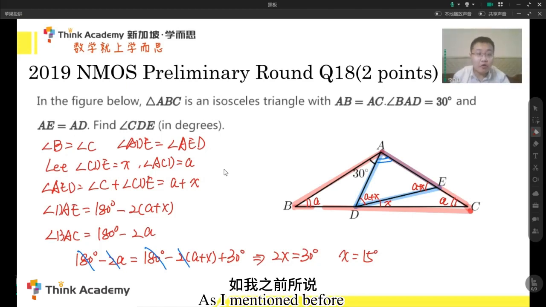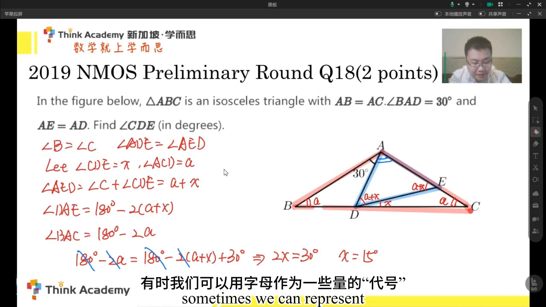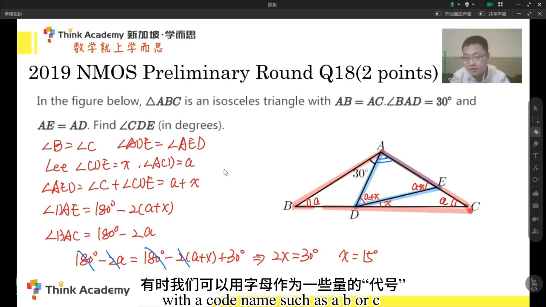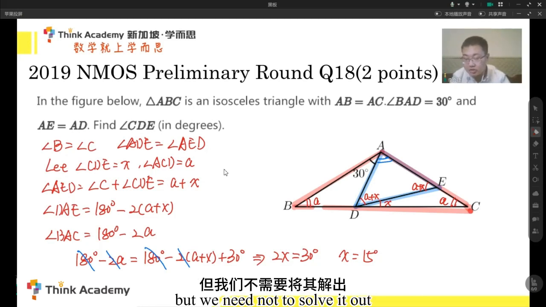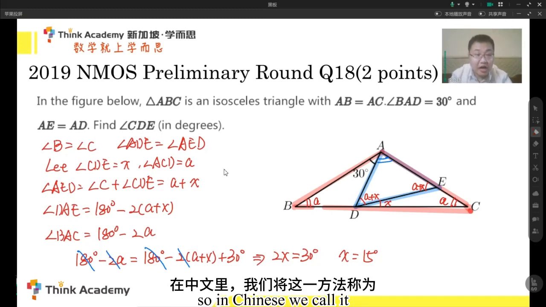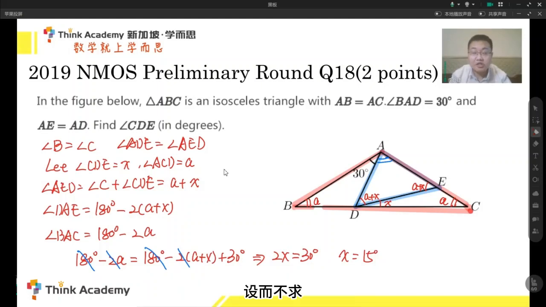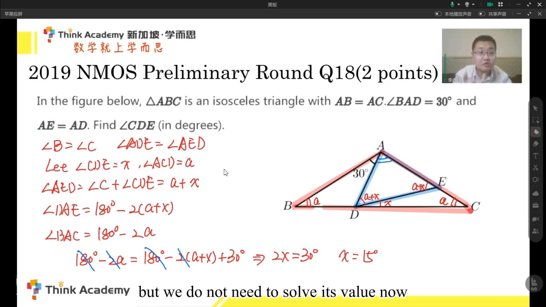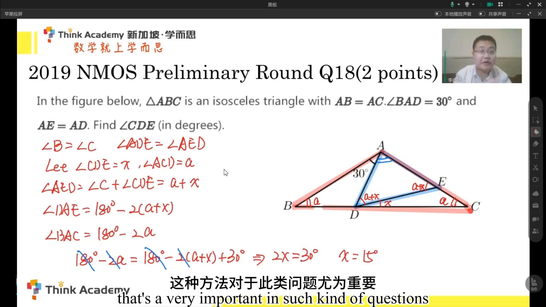As I mentioned before, sometimes we can represent some unknown angles with a code name such as A, B, or C, but we need not solve it out. So in Chinese, we call it 设而不求. We represent it, but we do not need to solve its value. That's very important in such kind of questions.